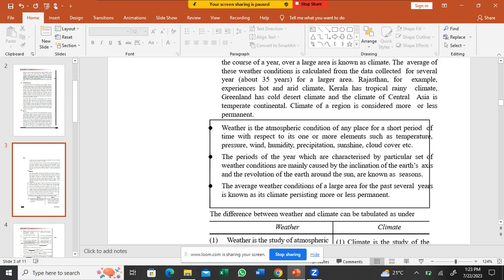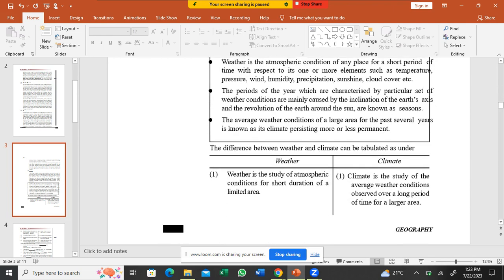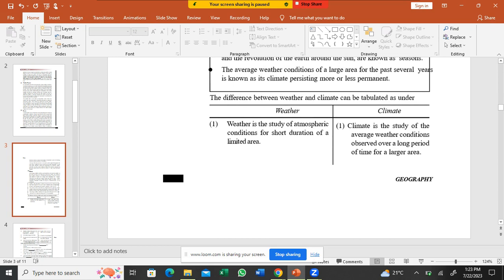At this time, I want us to look at the differences between weather and climate. The first one is that weather is the study of atmospheric conditions for a short period of time in a limited area. And climate is the study of average weather conditions observed over a long period of time in a large area. So weather is studied in a short duration in a limited area, but climate is studied for a long time in a larger area.